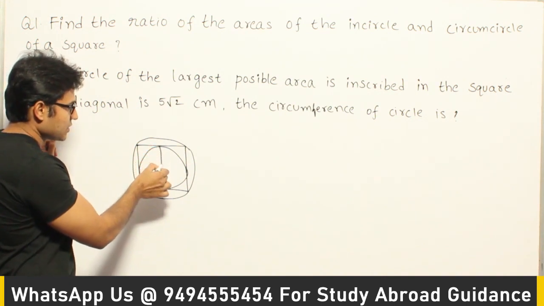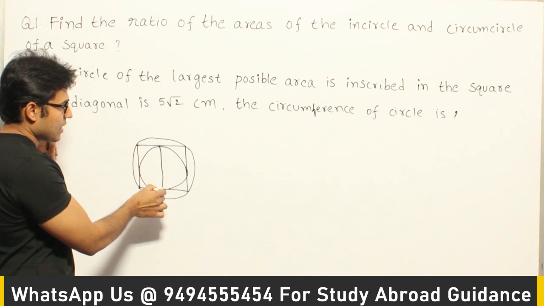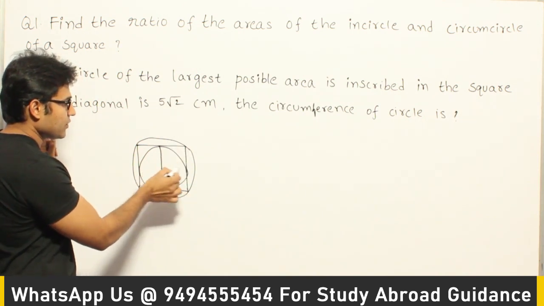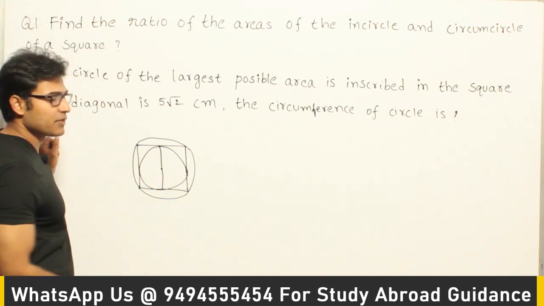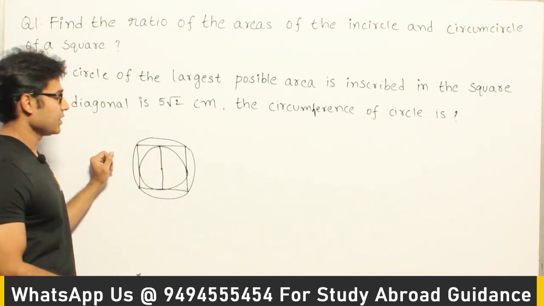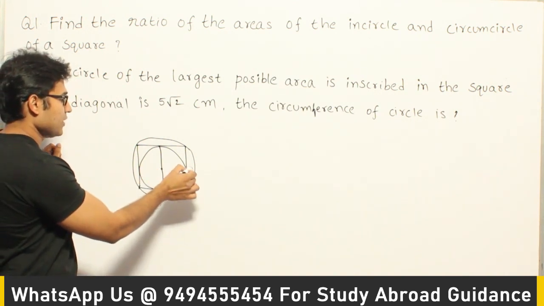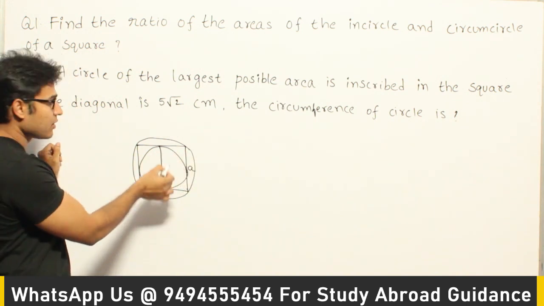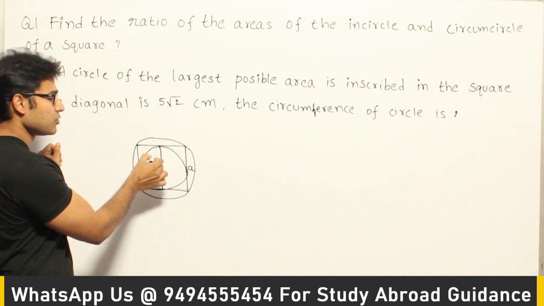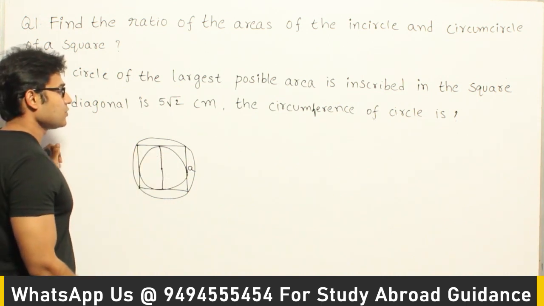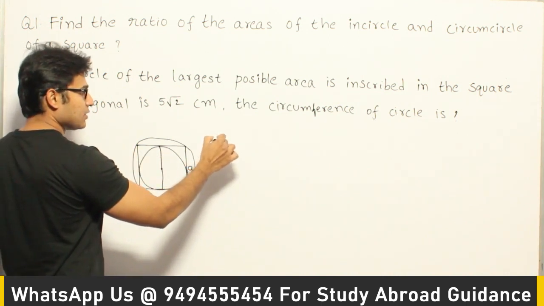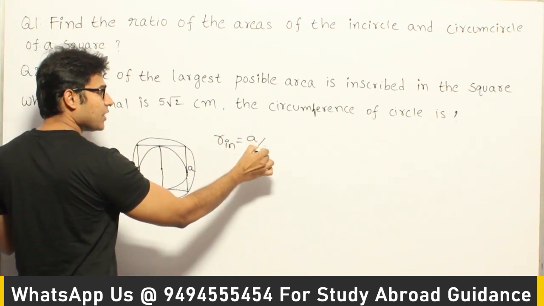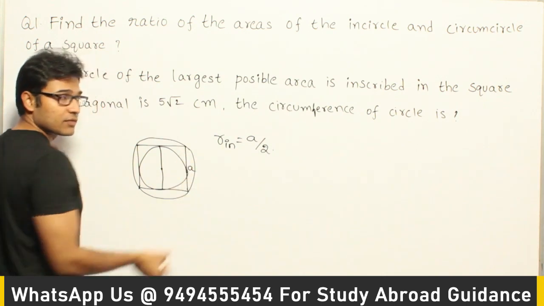passing through the center of this incircle parallel to this, you will understand that the length of this side is equal to the diameter of this incircle. Got it? So if you assume that the length of the side is A, then the diameter equal to A, therefore radius of the incircle is going to be A by 2, right? So for the incircle the radius is A by 2, where A is the side, right?